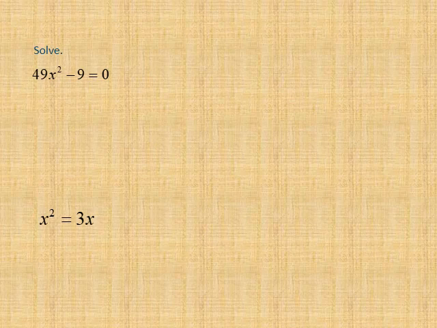We have another example, 49x squared minus 9 equals 0. It's the difference between two squares. So we have two brackets. In the first bracket I'm going to put the square root of the first, then the square root of the second. The root of the first equals 7x and the root of the second equals 3. One of them is plus and the other will be minus.